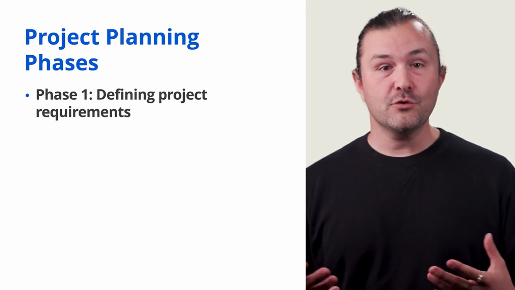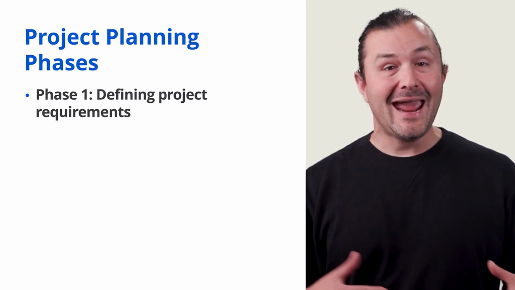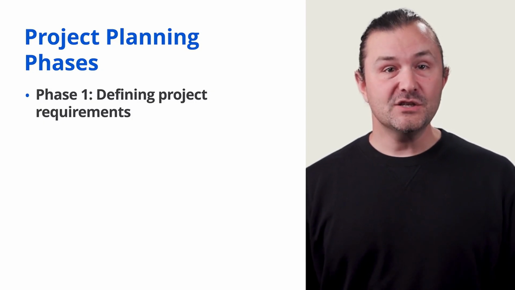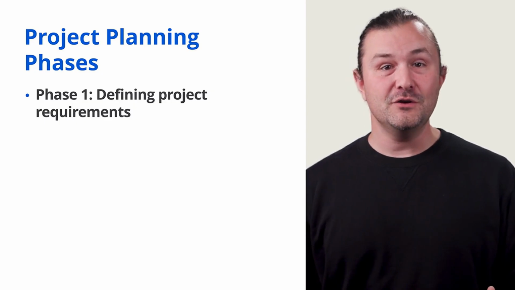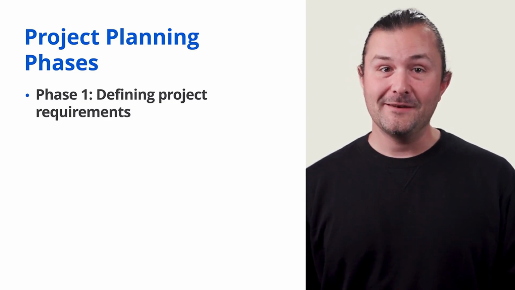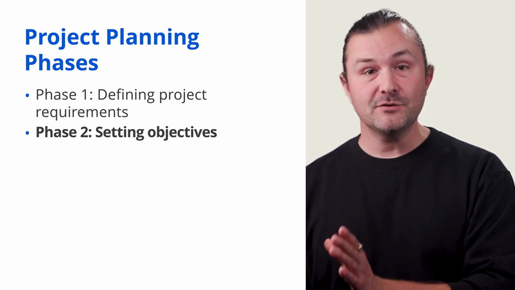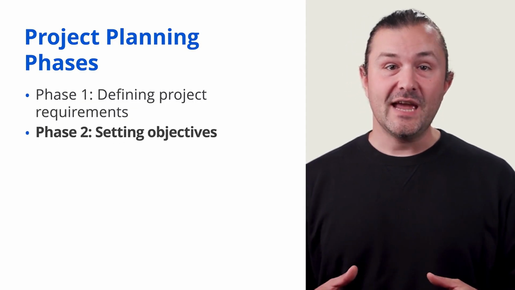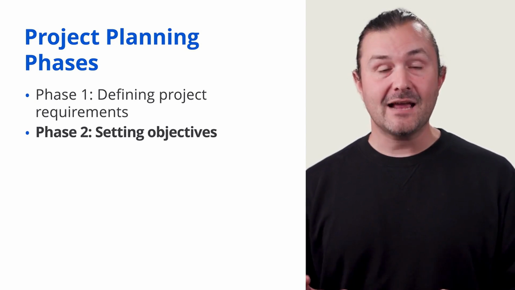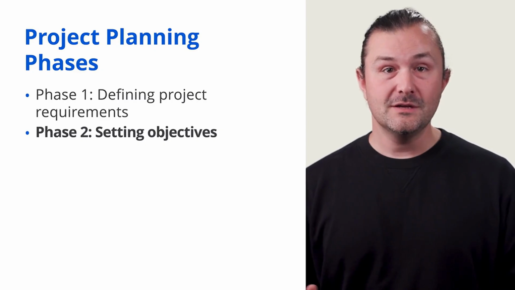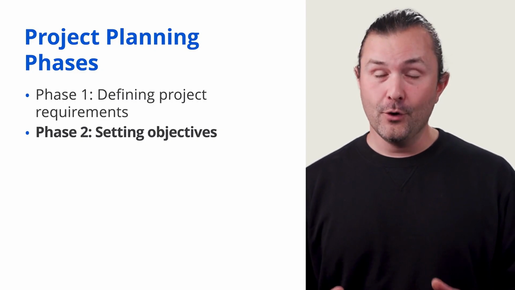When you define project requirements well, you align the project with the client expectations and the user's needs. This goes a long way towards ensuring that the final product is both functional for the user and satisfactory to the client. Once the project requirements are clear, the next phase is about setting objectives. This phase is where you shift from understanding what needs to be done to figuring out exactly how you will achieve those goals. Well-defined objectives will guide every decision you make moving forward.